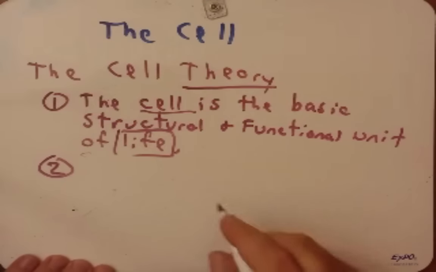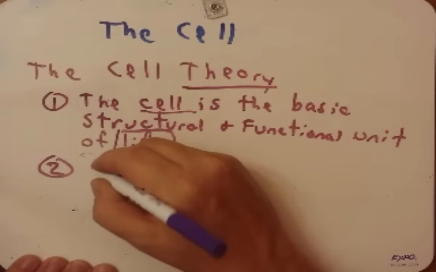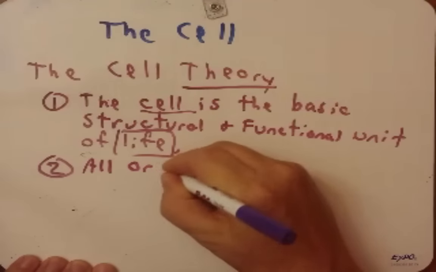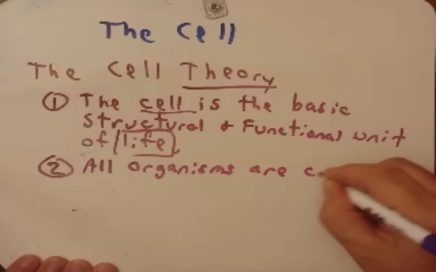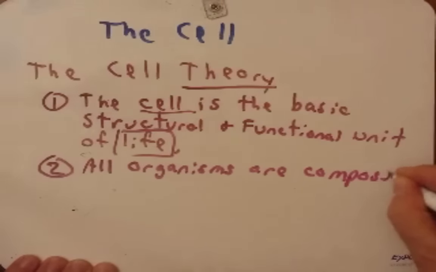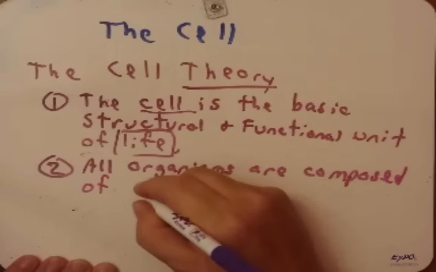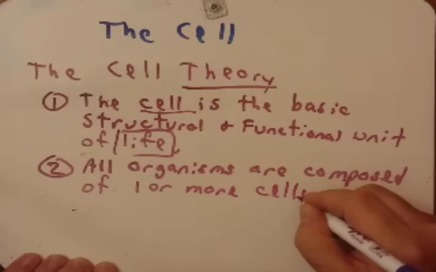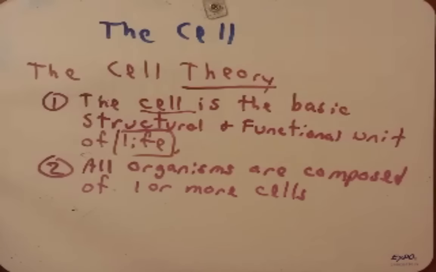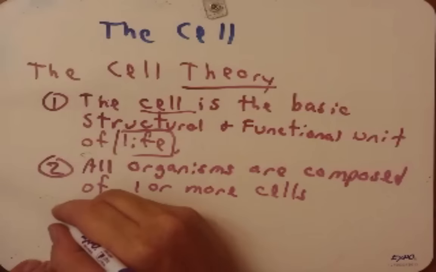The second tenet of the cell theory is that all organisms are composed of one or more cells. Organisms like bacteria, yeast, these are one-celled organisms. Other organisms, like a tree, an elephant, a human, are composed of more than one cell. But an organism has to have at least one cell.